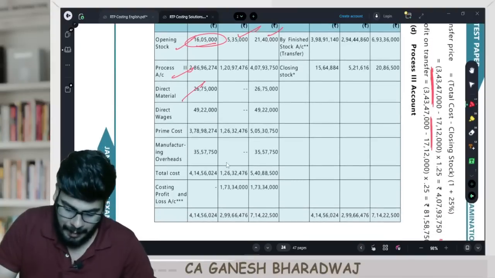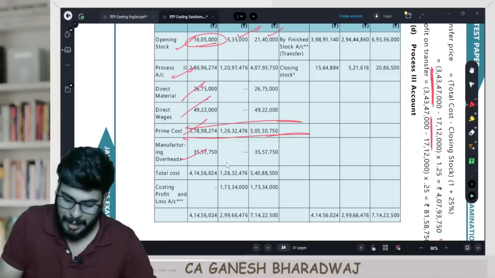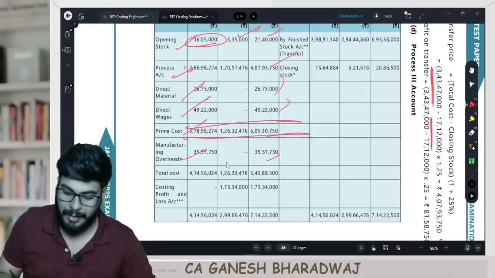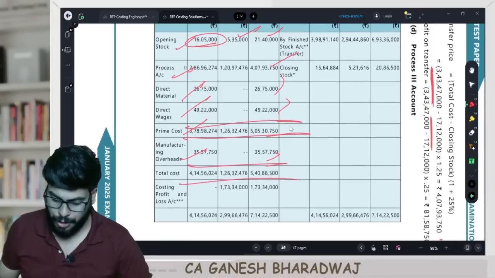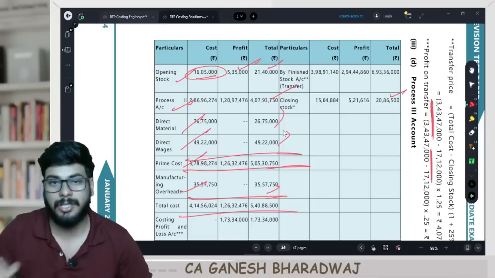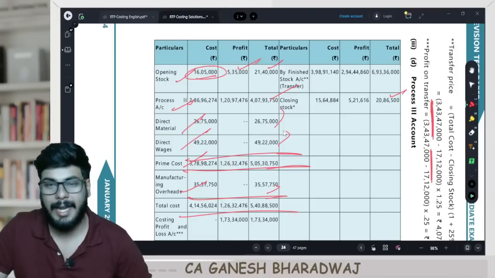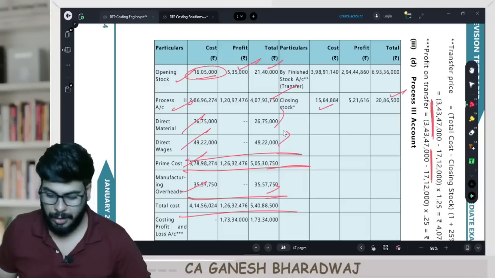And then direct material, direct wages, prime, you get the subtotal prime cost. You get the manufacturing overheads. These figures are all given in the question. You will arrive at the total cost. Something very similar is what we do here right now. So now what we do is closing stock. This figure is also given in the question, 20,86,500, right? So what is the cost pertaining to the closing stock?